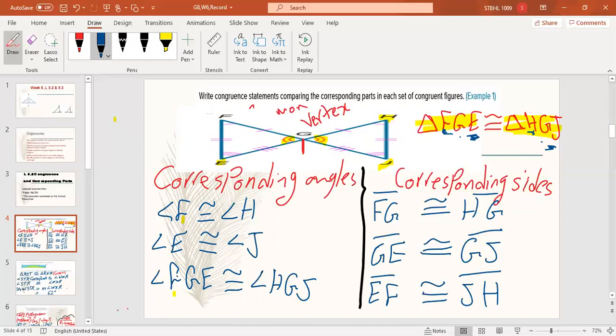About the corresponding sides, you can figure it out also from the figure by how many dashes are there. You can notice that line segment FG has one dash, same as line segment GH or HG. So these two line segments are congruent to each other. And line segment GE has three dashes. So it's congruent to line segment GJ, and line segment EF is congruent to line segment JH.